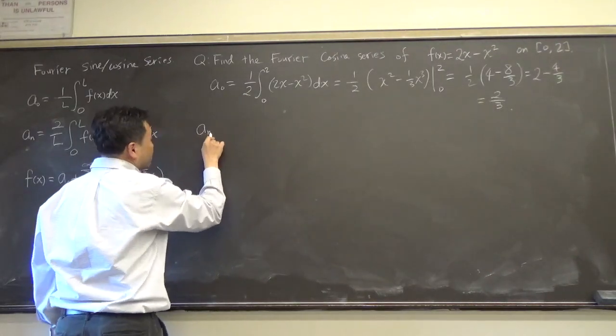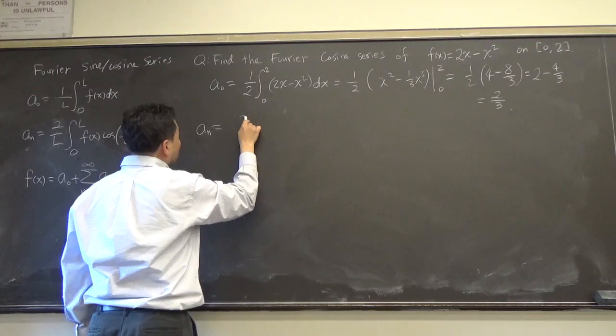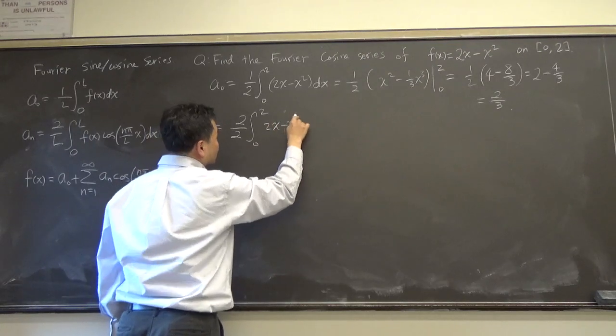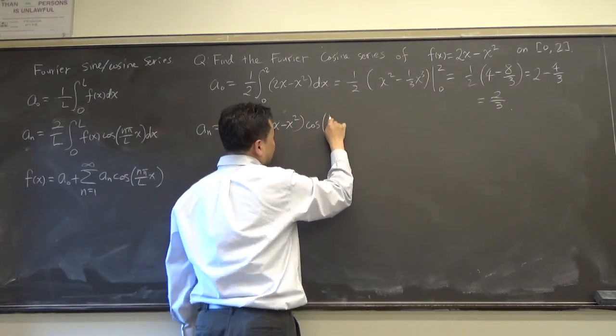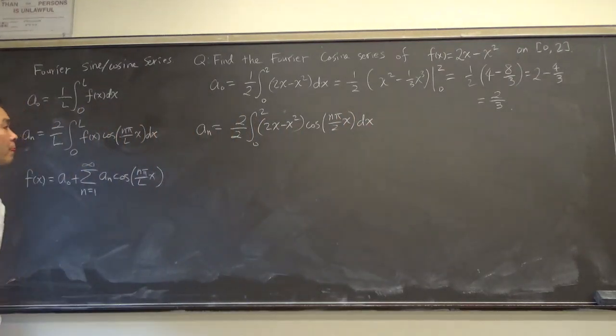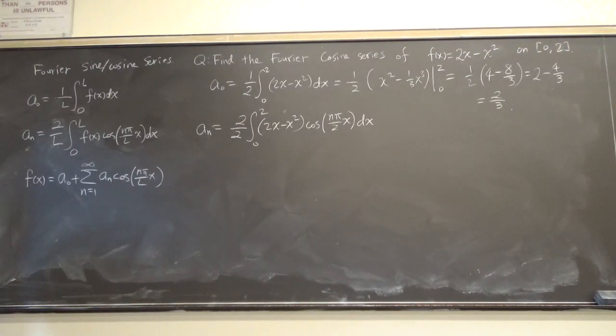Okay, and then an is 2 over 2, integral from 0 to 2, of 2x minus x squared times cosine n pi over 2 x dx. And then, let's see. Okay, so when you see this formula, just keep in mind that this 2 comes from the doubling trick, okay? And the domain is no longer symmetric.